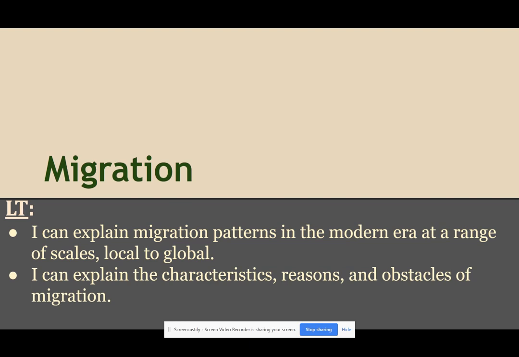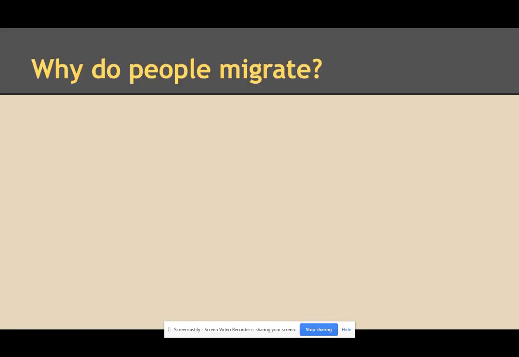When you see the word migration, think moving. We're going to be talking about how people move around the world. In particular, why do they move, and some ways in which we analyze how people are moving. So let's get started. All right, so why do people migrate?